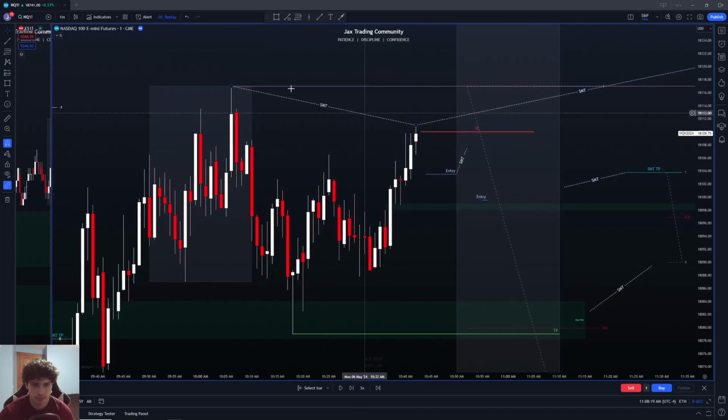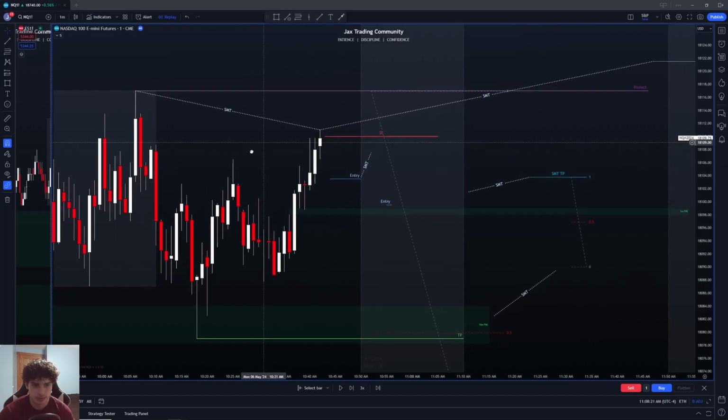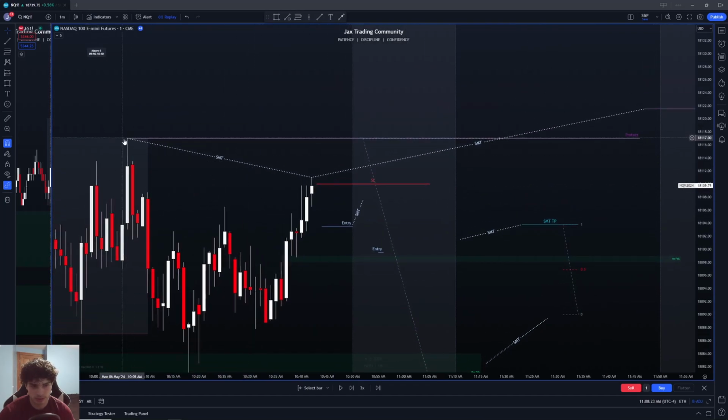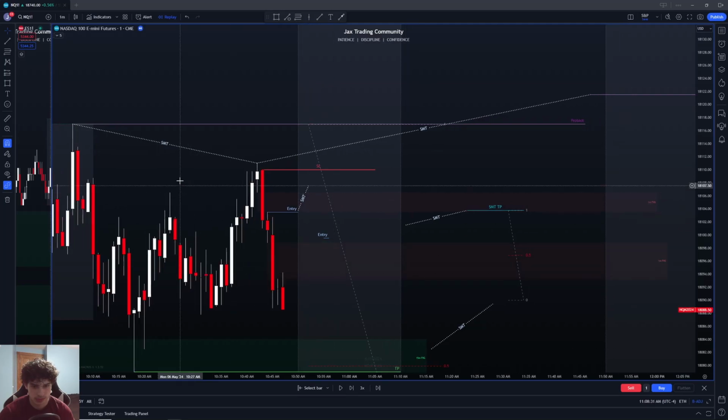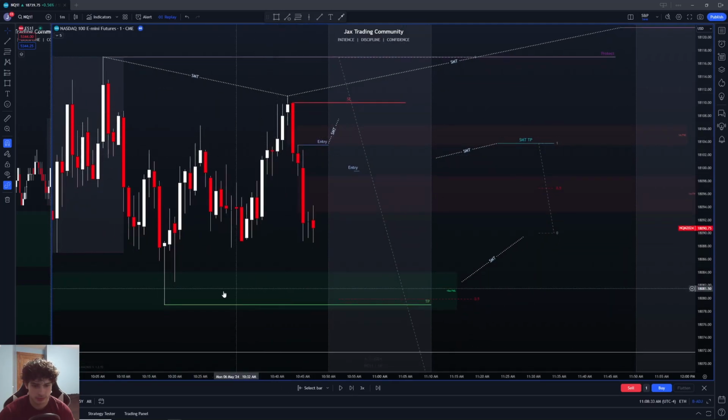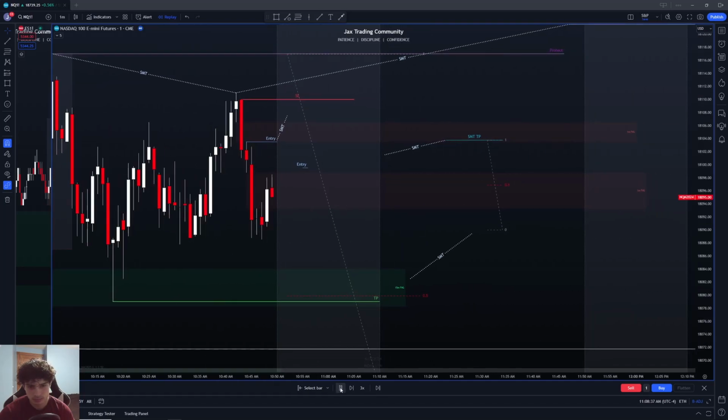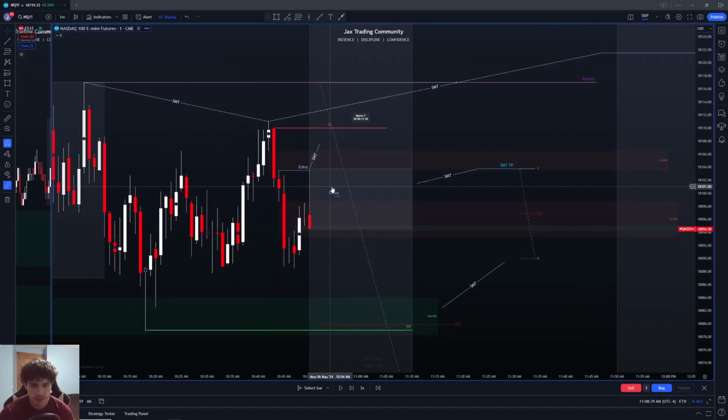And then right here, we form an SMT at the highs. So because this is the top of the SMT, this would make this high right here a protected high. After this SMT, we sell off. Here would be your SMT TP. We enter the macro right here.